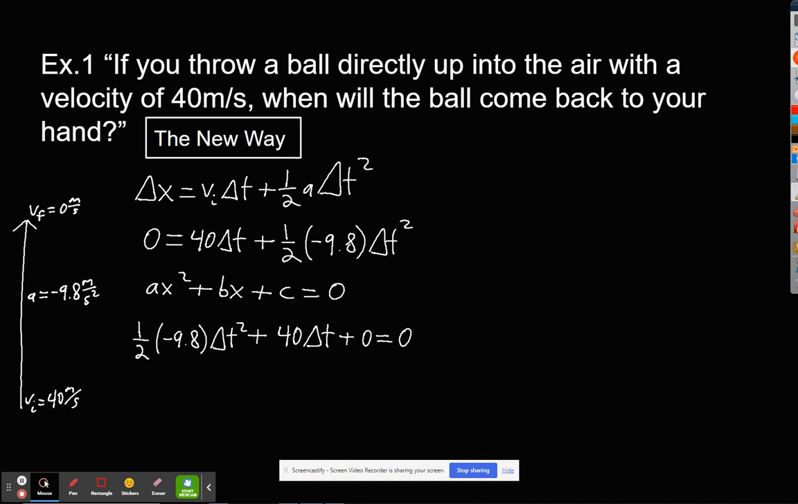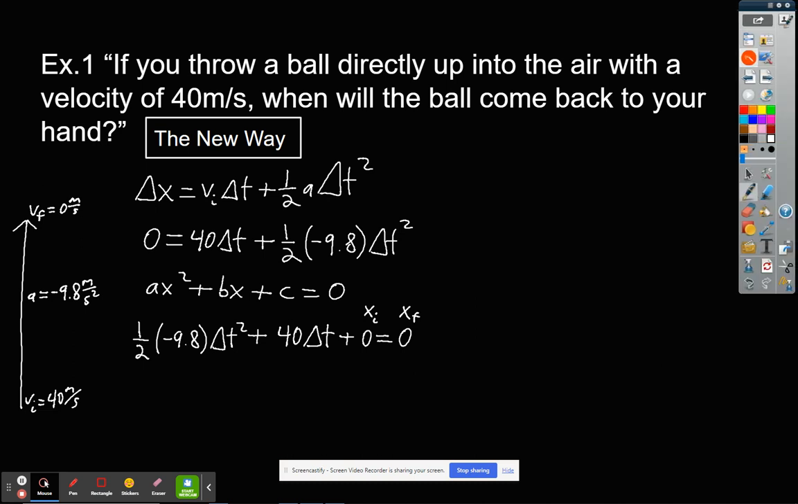Now, if this was set up a little bit differently and we weren't starting at an initial position of 0, we could call this our initial position, and this would be our final position, as we'll see when we get to some of those canon examples. But for now, we won't worry too much about that.